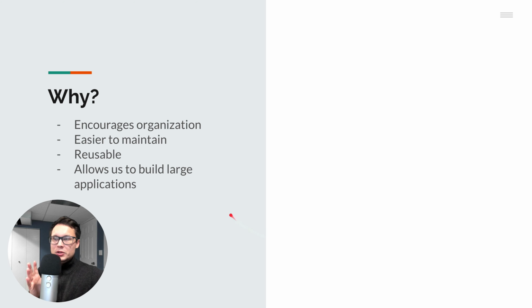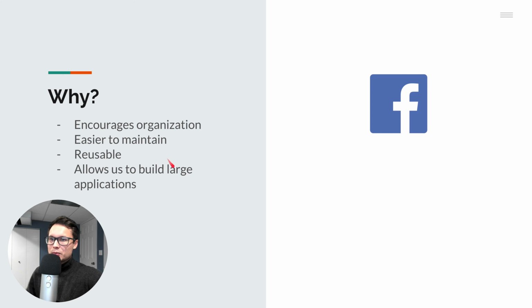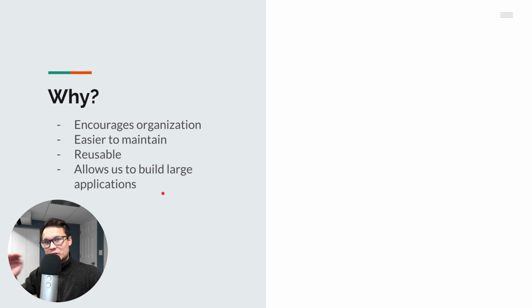Well, you see, object-oriented programming is very important for a few things. For one, it encourages organization. So basically, it organizes code very nicely. It's easier to maintain. It's reusable, and allows us to build large applications. That is honestly the big part. All those companies like Facebook, right, Google, they use object-oriented programming because they have billions of lines of code that they have to maintain and the developers have to write. And so they need to have a certain structure. They need to have a certain way in which they write those programs, right? And so object-oriented programming is a way to set those standards.